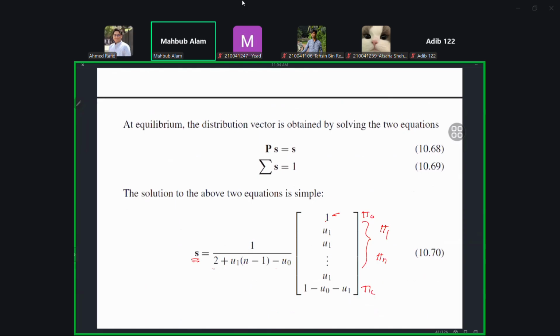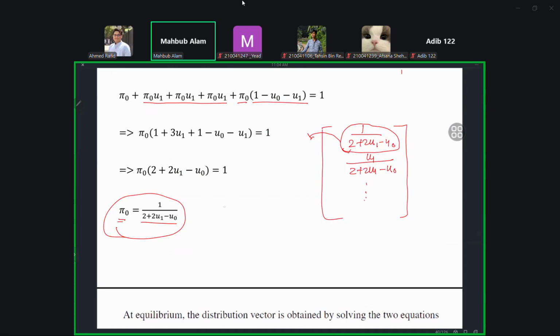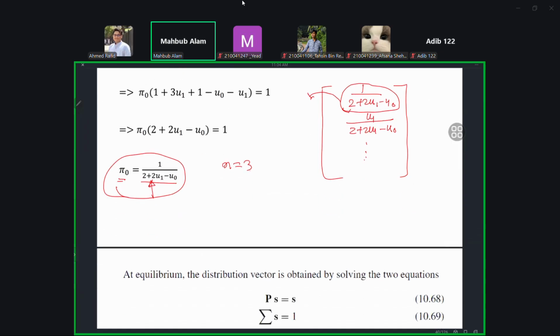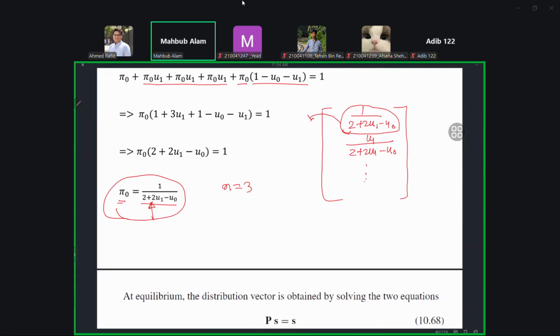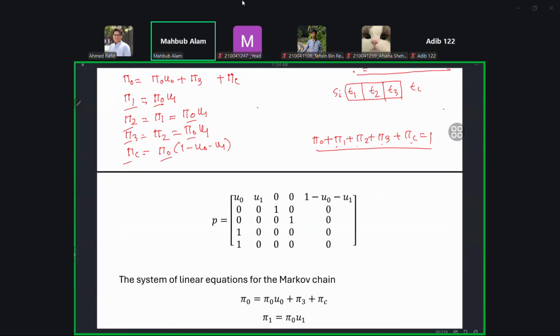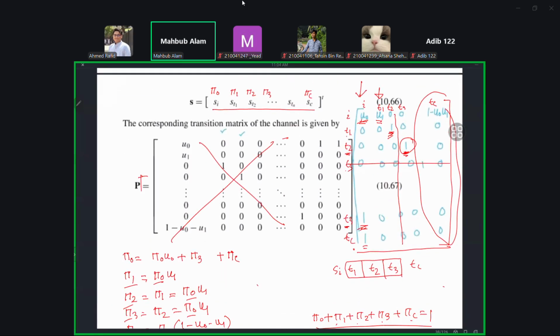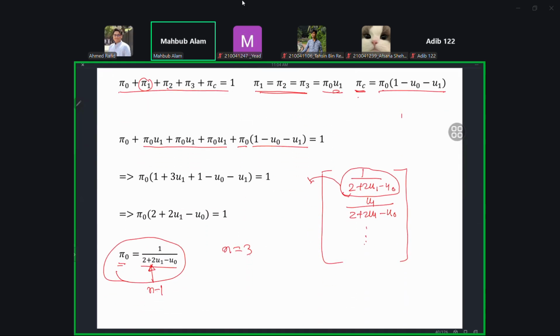Now, a generalized solution is given here. We have a specialized solution where we assume n equal to 3. That's why this quantity becomes 2. This book has the generalized solution, so u1 will be multiplied by n minus 1. So that's the generalized solution for this Markov chain, if you consider these dots here. But for the sake of an easier solution, we took n equal to 3, and so we come up with this solution.